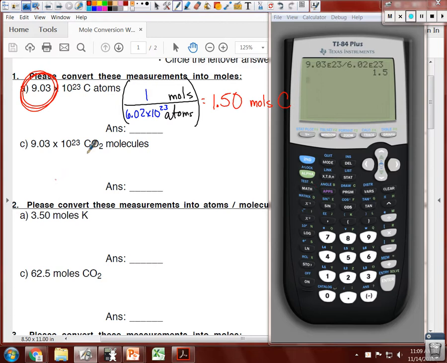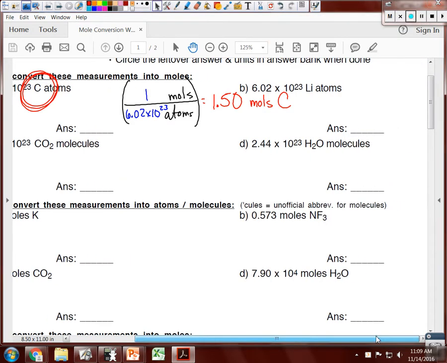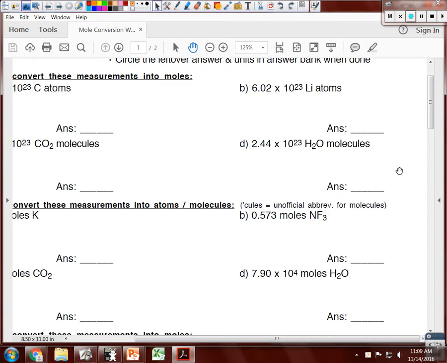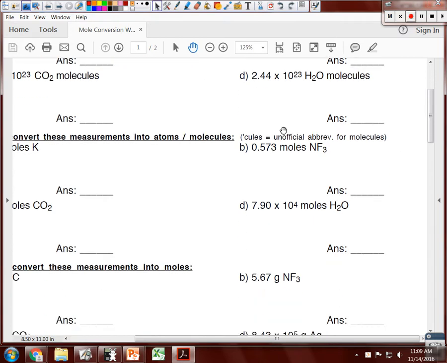Always, always, always. Okay? So here's what I want you guys to do. I want to see if you can do 1D all by yourself. So set it up and go from 2.44 times 10 to the 23rd water molecules to how many moles that is. And again, it's all about setting it up, making sure that your units cancel, making sure that you have the right number in the right place, and then can you physically get it in your calculator correctly and get the right answer. So as you work it out, I'm going to put the answer up here on the board.